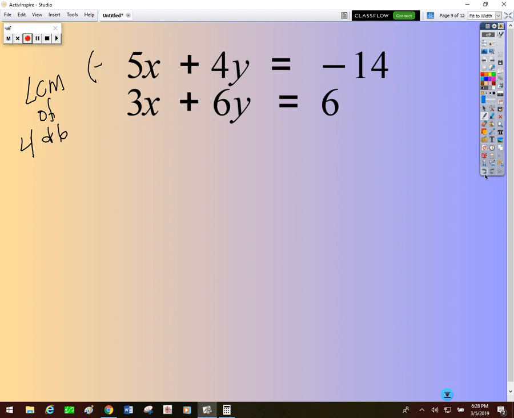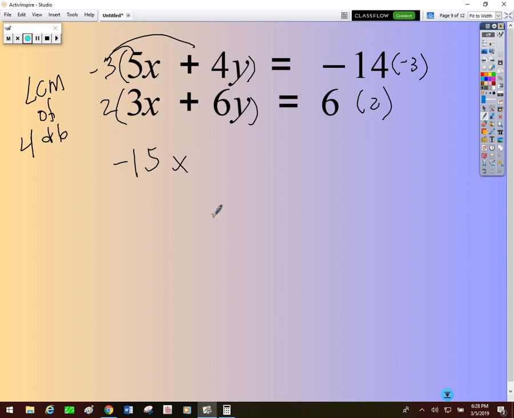I'm going to distribute that the right way. So we're going to distribute both of these by negative 3, and then this one by positive 2. And then again, don't forget to do it over here on this side. Alright, so if I distribute the top one, negative 3 times 5x is a negative 15x.